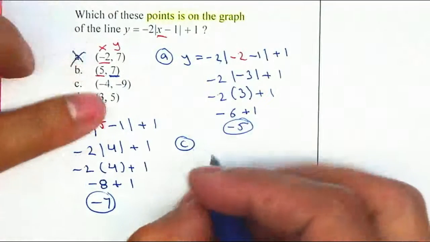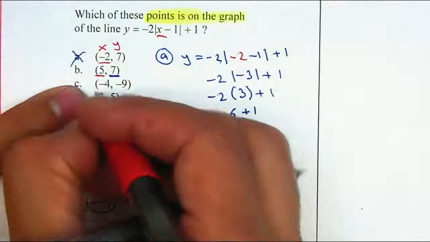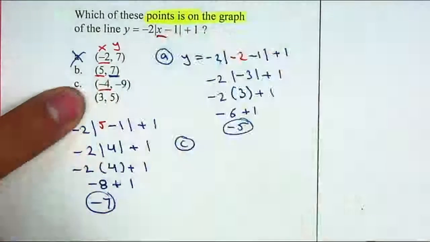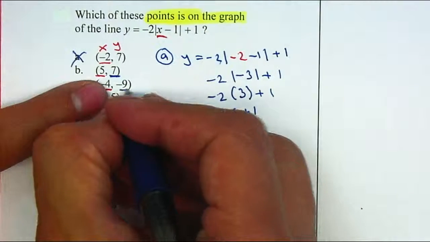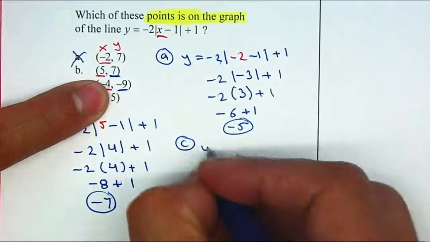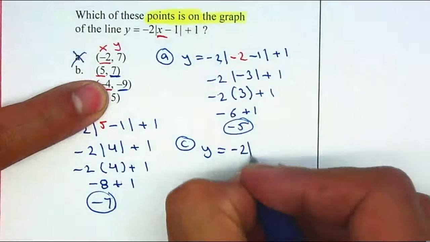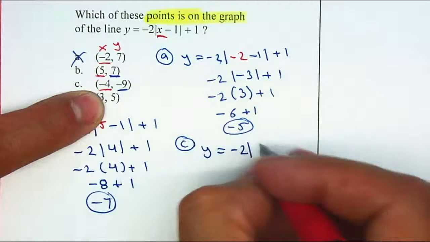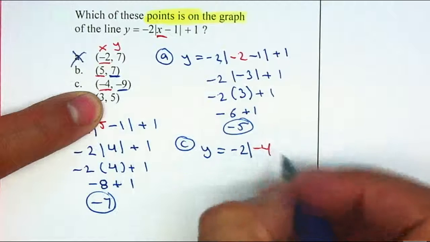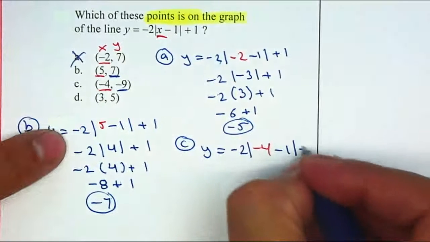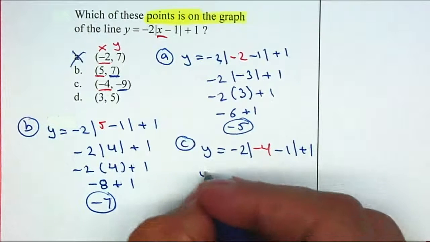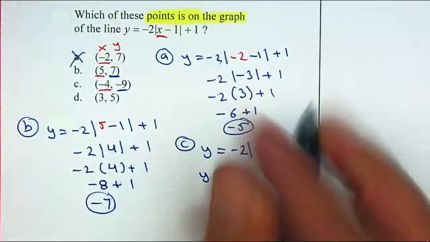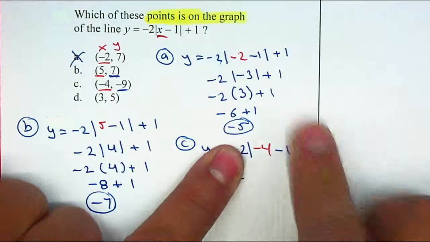I'm going to go through the same process. I'm going to plug in a -4 inside the x, and it should give me a -9. Y is equal to -2 absolute value. Instead of the x, I'm going to plug in a -4 minus 1 plus 1. Y is equal to -2. I must simplify what's inside the absolute value first.